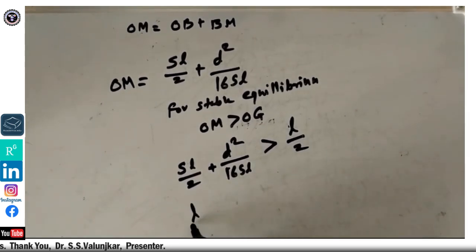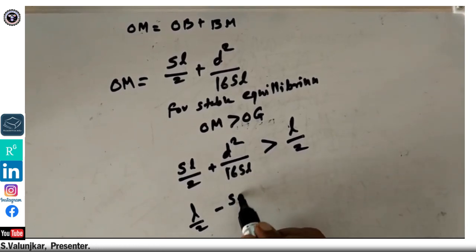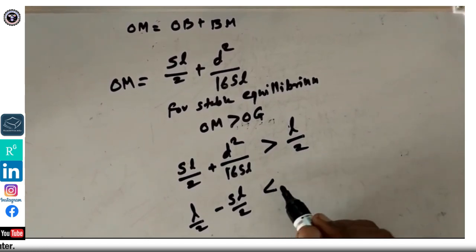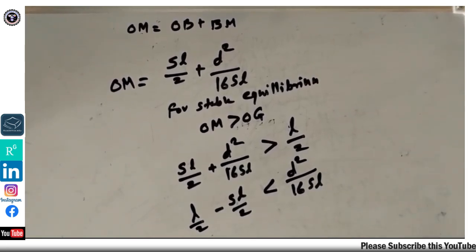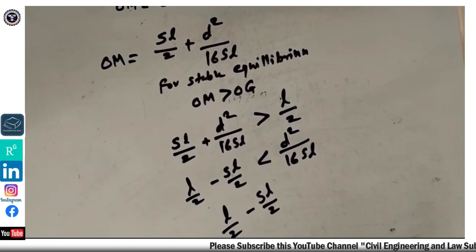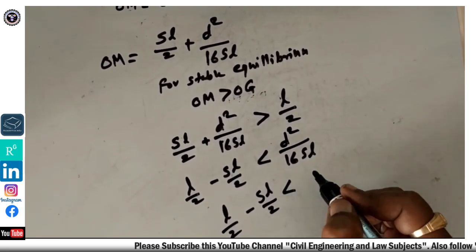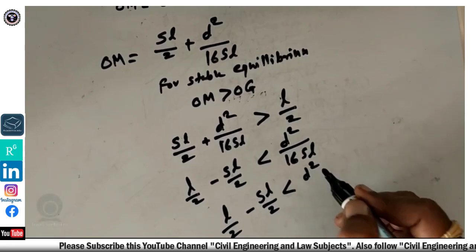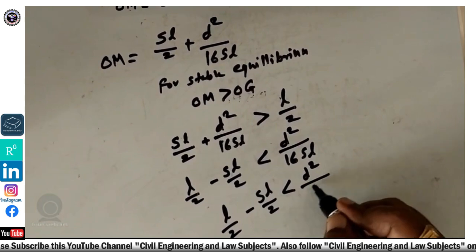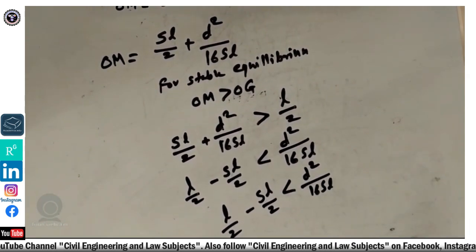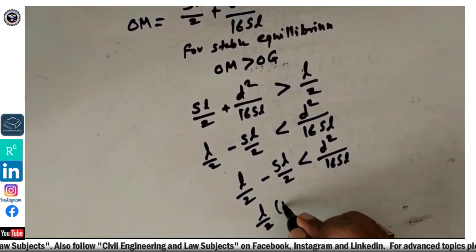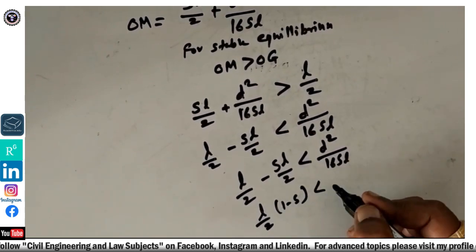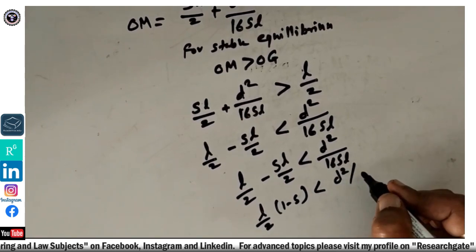So L by 2 minus SL upon 2 must be less than or equal to D square upon 16 SL. So L by 2 minus SL upon 2 must be less than D square upon 16 SL. So L by 2 into 1 minus S is less than d square upon 16 SL.